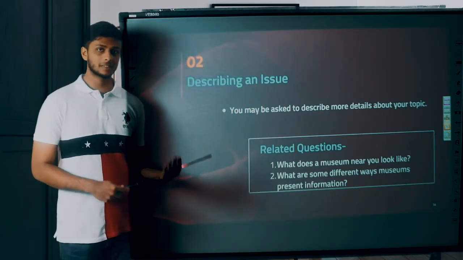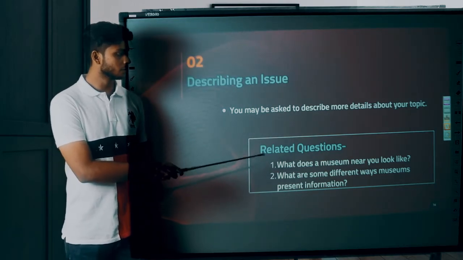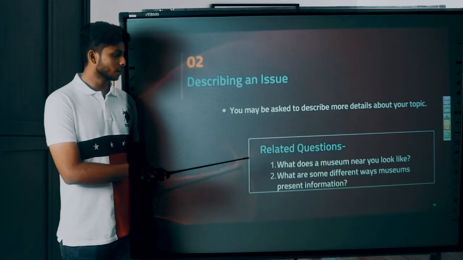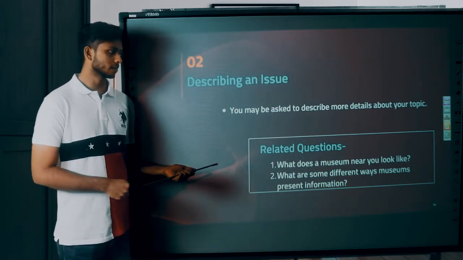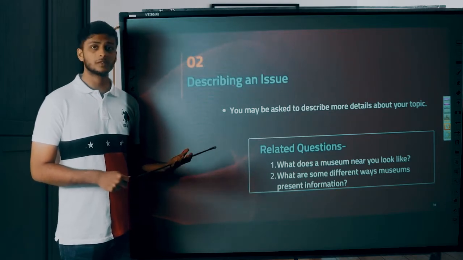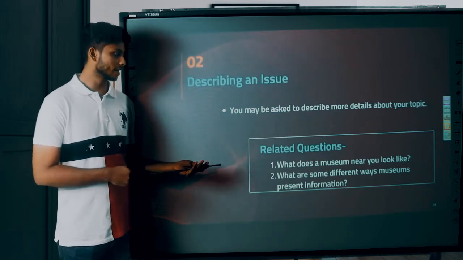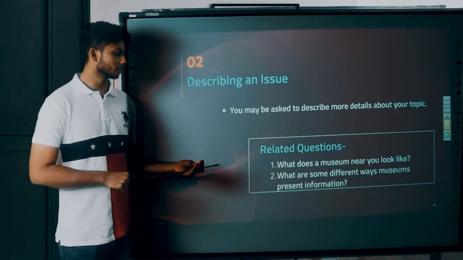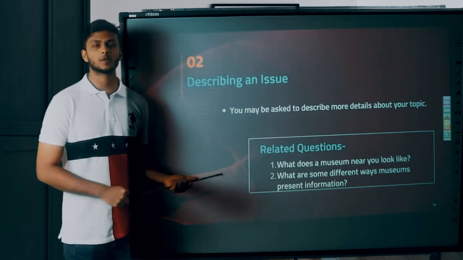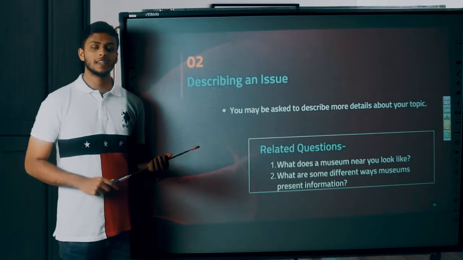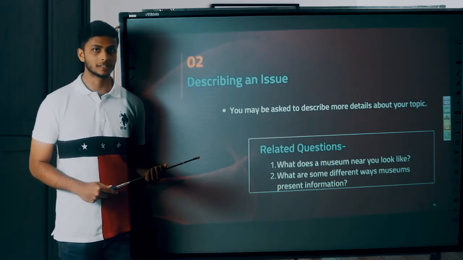The questions are again on the same topic, museum. Firstly, it asks, what does a museum near you look like? And secondly, what are some different ways museums present information? So see here, the first question is asking you to describe how it looks, I mean the outlook of the museum, and the second asks for what you know, what you see, and what you can describe about the way a museum presents information. Here again, you can think of a response with a general idea and with some supporting details.